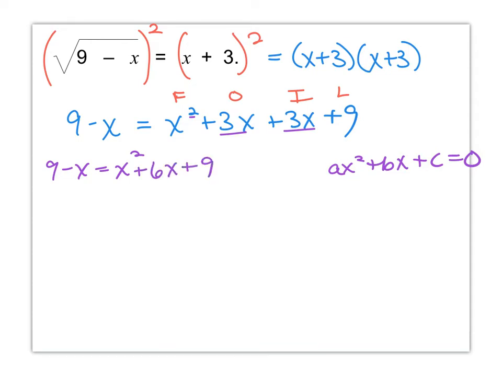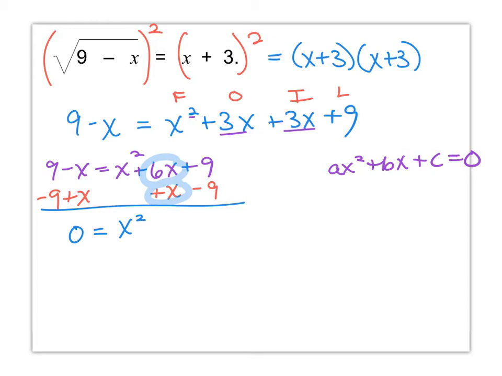Now I'm going to make sure that one side of this quadratic equation is equal to 0. I do that by adding x to both sides, as well as subtracting 9 from both sides. And you're combining like terms here. So on the left side, we get 0. On the right side, we get x squared. The 6x and the plus x that we added to both sides, we can combine those. Those are like terms to get plus 7x. And the plus 9 and the minus 9 will cancel out to 0.